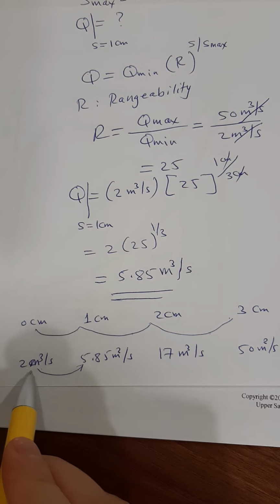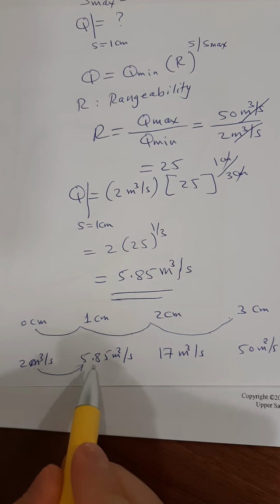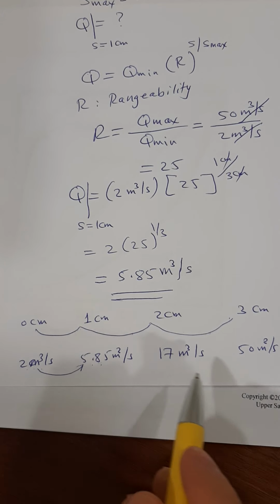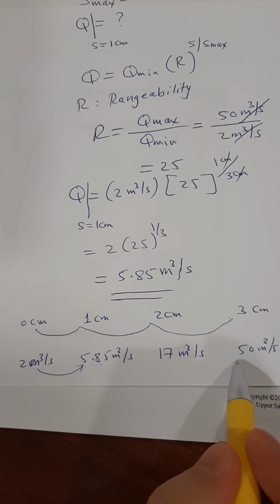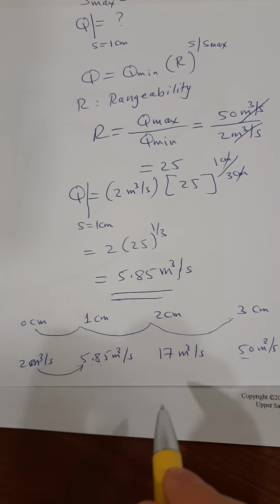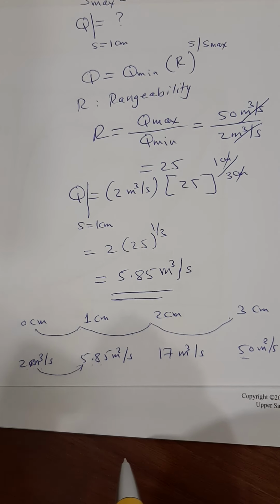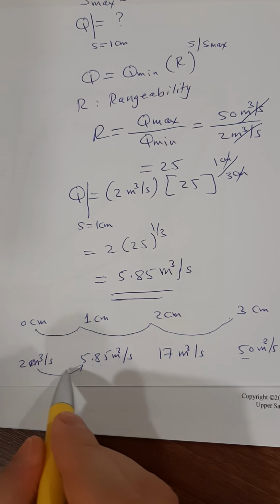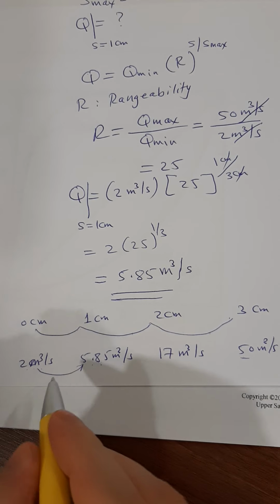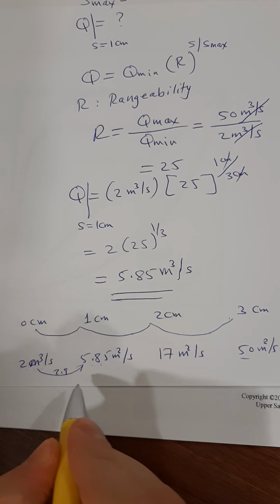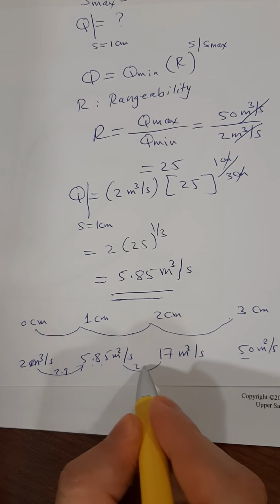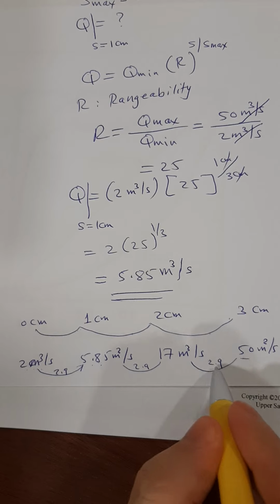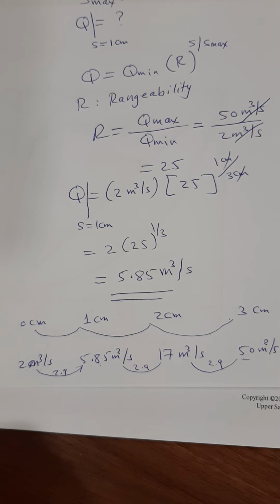Is a triple. So 2 times 3 is around 6, 6 times 3 is around 17, and 17 times 3 is around 50. Because this ratio is actually around 2.9, it's not exactly 3, we multiply it by 2.9. So this is equal percentage in this case. Okay.